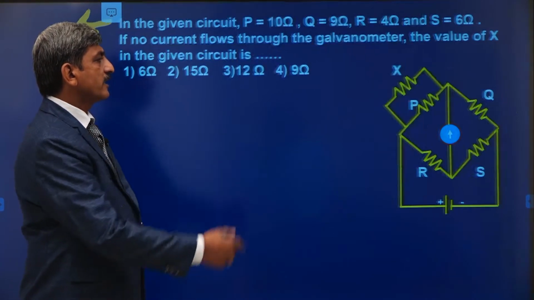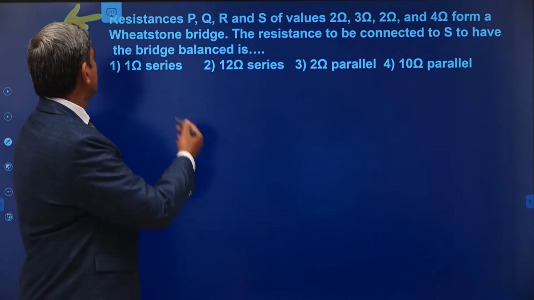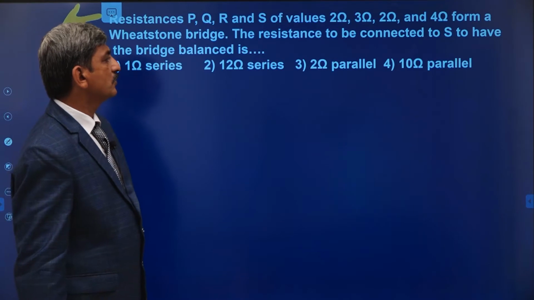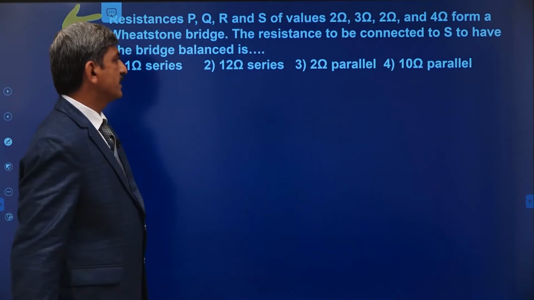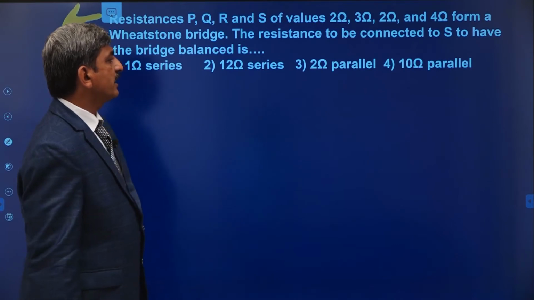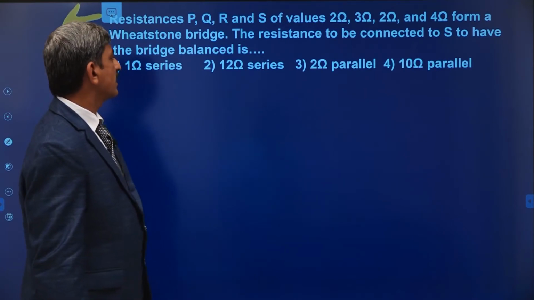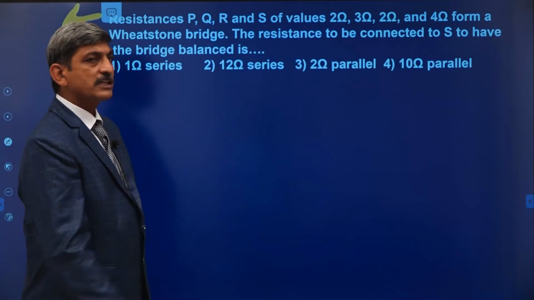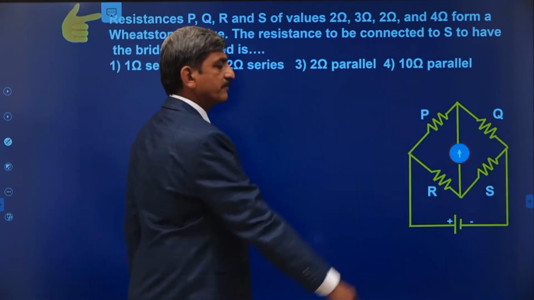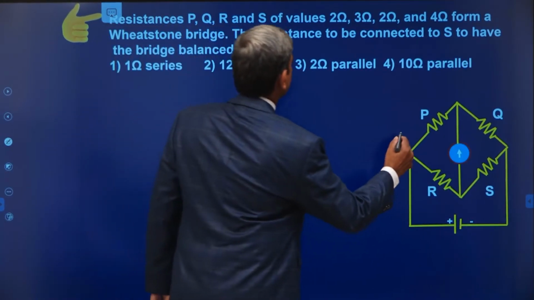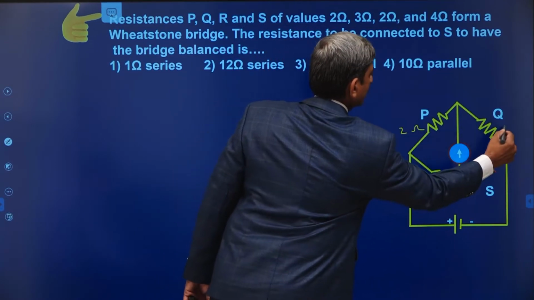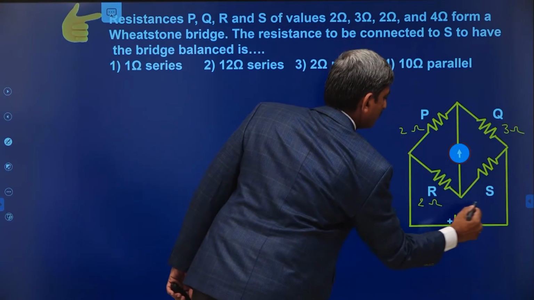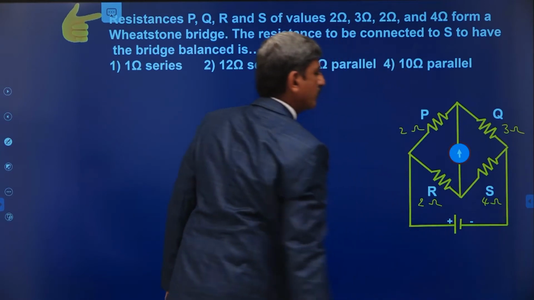Now another problem. Resistances P, Q, R and S of values 2 ohms, 3 ohms, 2 ohms and 4 ohms form a Wheatstone bridge. The resistance to be connected to S to have the bridge balanced is dash. So here 4 resistance values are given which are connected in the 4 arms of the Wheatstone bridge like this. Now the values are given as 2 ohms, 3 ohms, 2 ohms and 4 ohms.